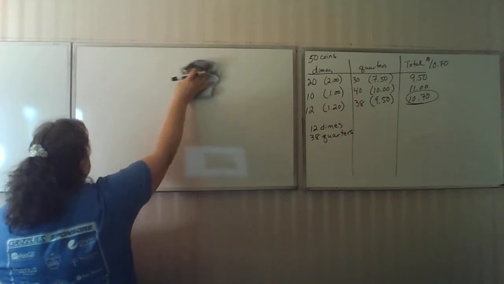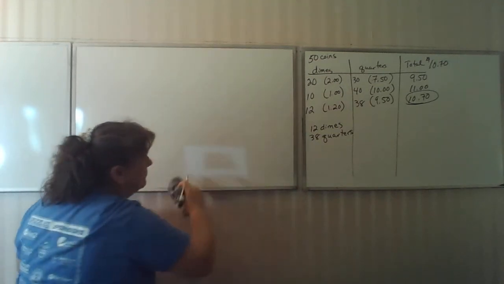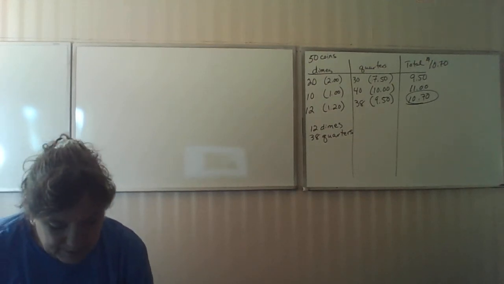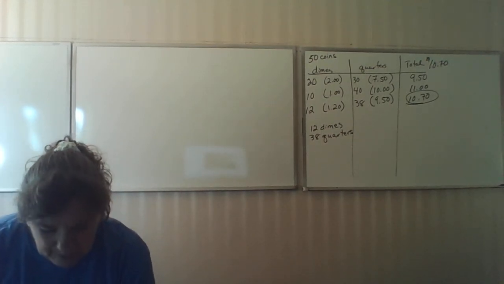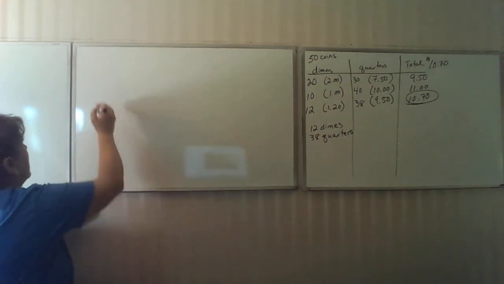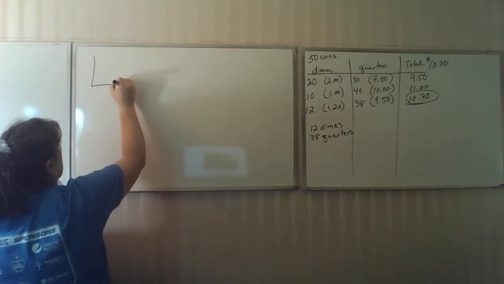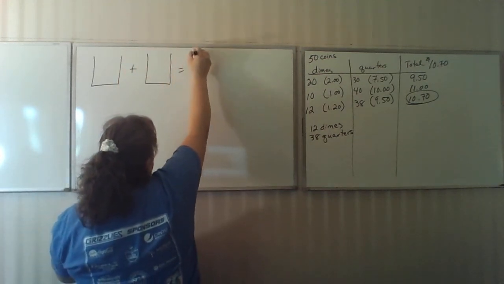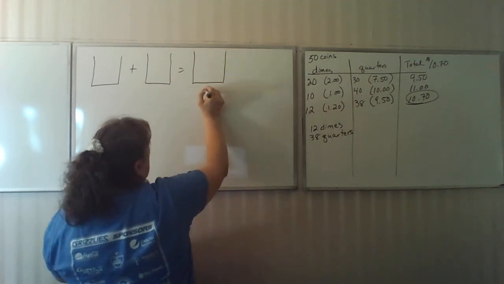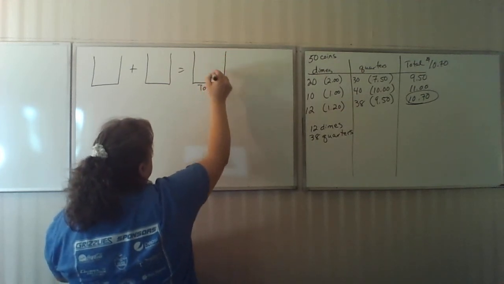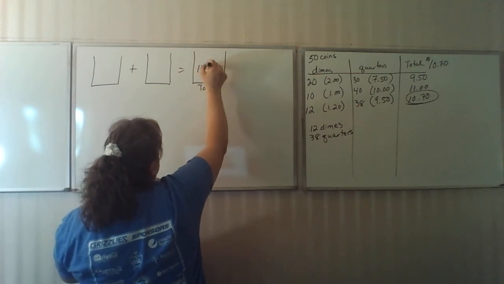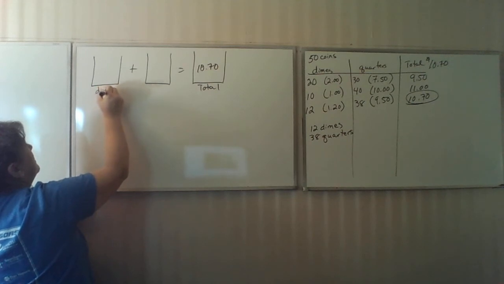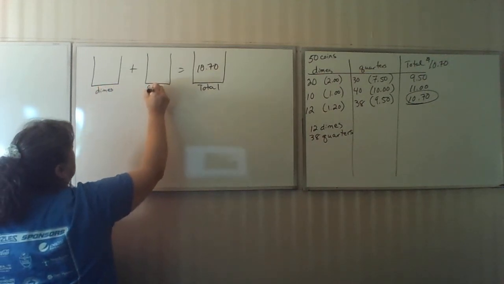The other way we're going to do this is the algebraic way. If we do it the algebraic way, what's going to go on here? Well, first of all, I'm going to draw what I call buckets. I like buckets because they make a lot of problems easier. My total is in my last bucket, and that's my $10.70. I'm going to put dimes in my first bucket and quarters in my second bucket.